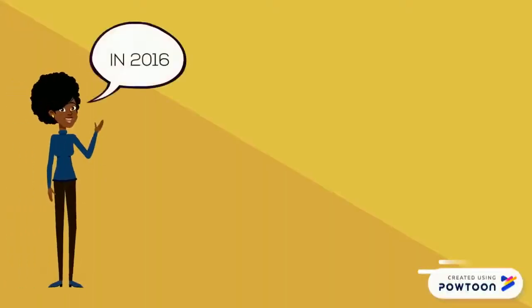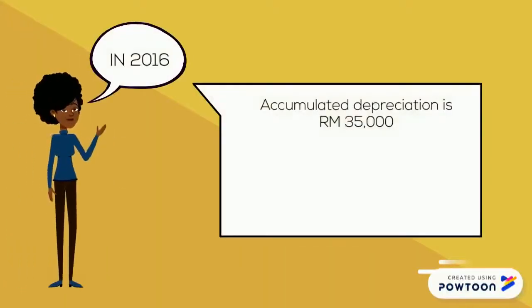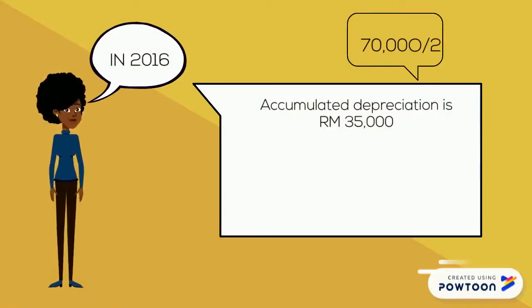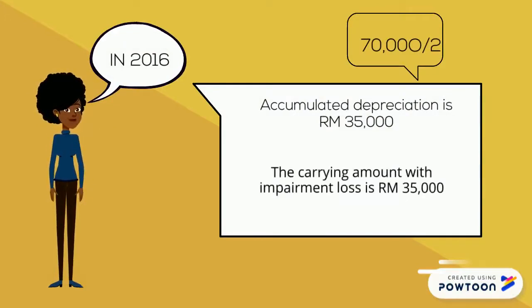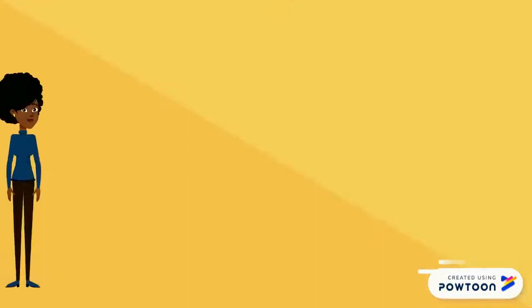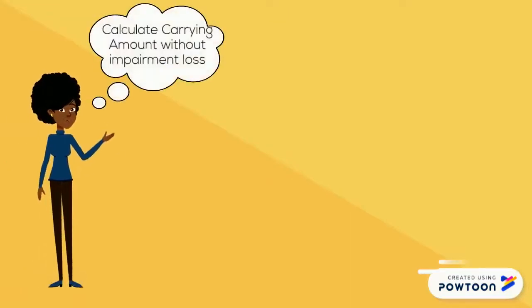In 2016, accumulated depreciation is 35,000, calculated as 70,000 divided by remaining useful life of 2 years. The carrying amount with impairment loss is 35,000, calculated as 70,000 minus accumulated depreciation. Calculate carrying amount without the impairment loss.